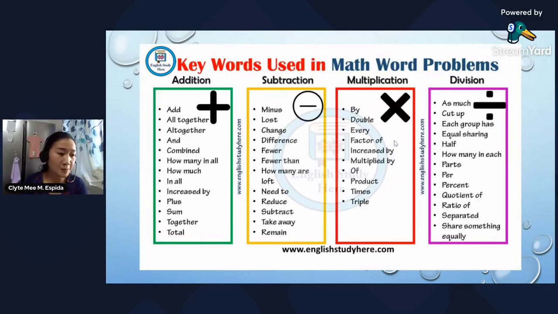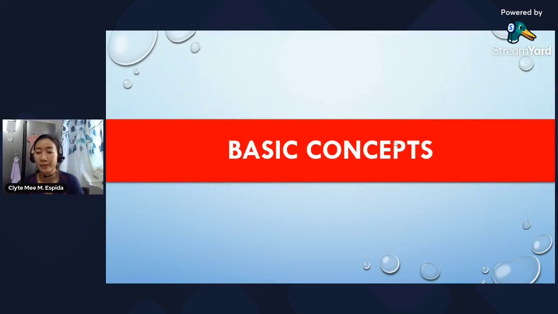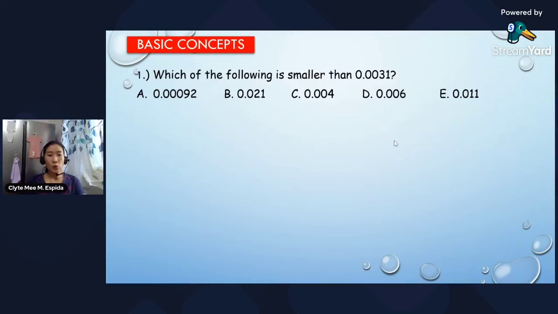So let's have some basic concepts. Let's have, again, question and answer, multiple choice test. Okay, let's have basic concepts of mathematics. Let's have number 1. Which of the following is smaller than 0.0031? Is it A, B, C, D, or E? Please comment down your answers. Again, which of the following is smaller than 0.0031?